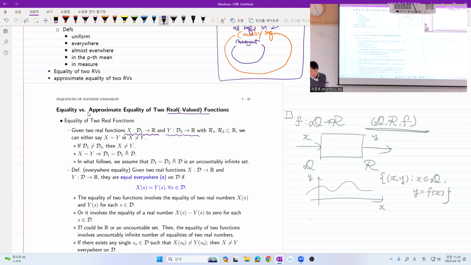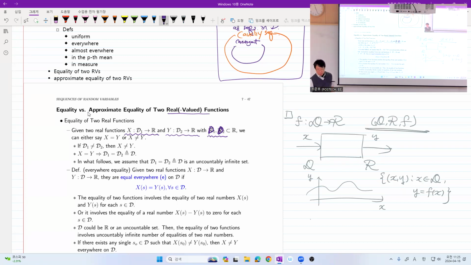And to claim they are equal, let's assume that the domains are subsets of real numbers. Got it? So D1 and D2 are subsets of real numbers. In that case, these two are real valued functions of a real number, right?